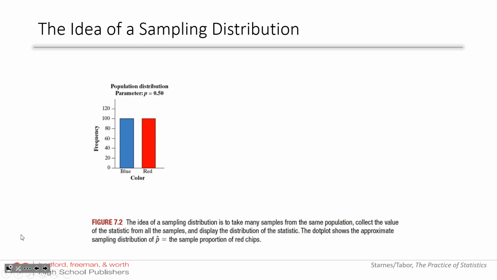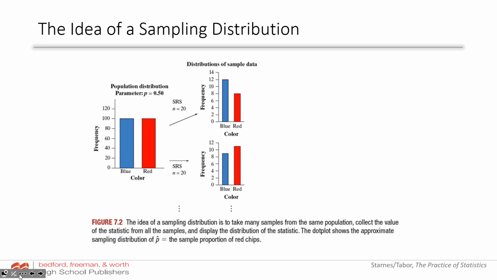Just as a quick review or overview, let's talk about how we come up with a sampling distribution. How is a sampling distribution made? And we're going to review some terminology. So basically, let's say we have some population. For example, let's say I have poker chips. In my population, I might have 100 blue poker chips and 100 red poker chips. So 50% of my chips are blue, 50% of my chips are red. Again, this is the population.